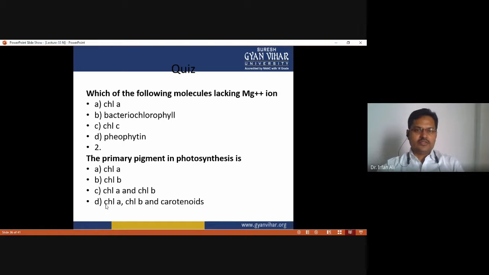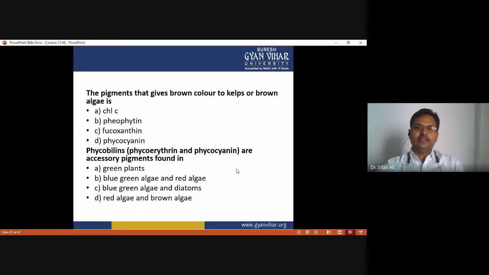Now you have to attempt a quiz. The first question is: which of the following molecules lacks a magnesium ion? Chlorophyll A, bacterial chlorophyll, chlorophyll C, or pheophytin. Which pigment lacks a magnesium ion in its structure? Another question: the primary pigment in photosynthesis is chlorophyll A, chlorophyll B, both chlorophyll A and B, or carotenoid. Which is the primary pigment of photosynthesis? And the pigment that gives a brown color to kelp or brown algae is chlorophyll C, pheophytin, fucoxanthin, or phycocyanin.